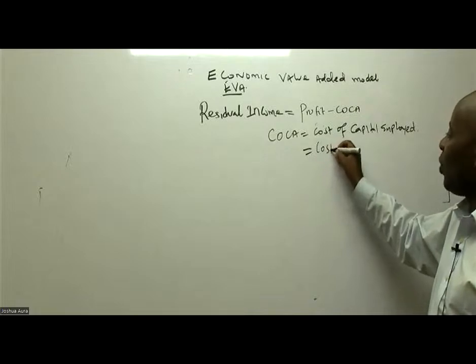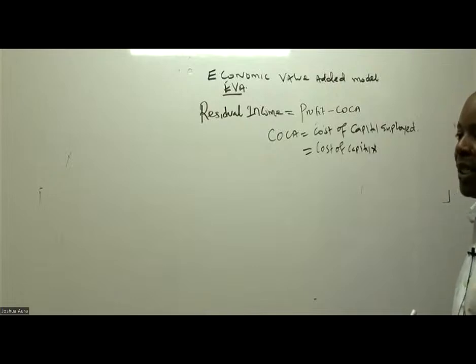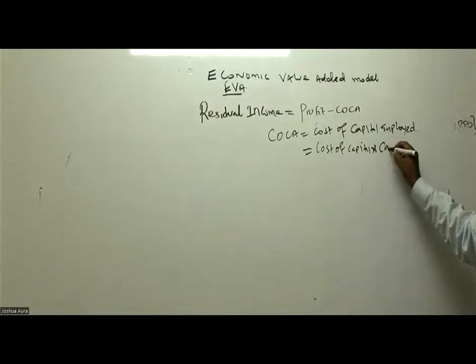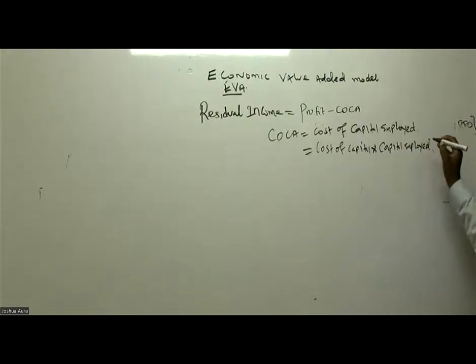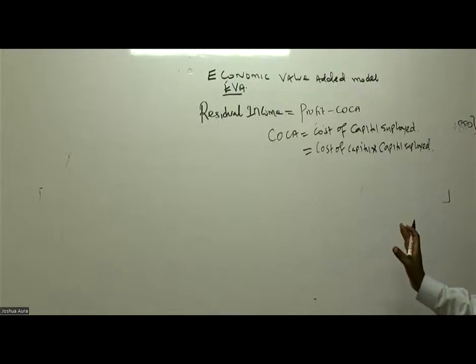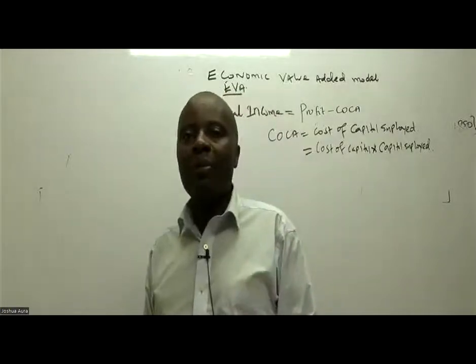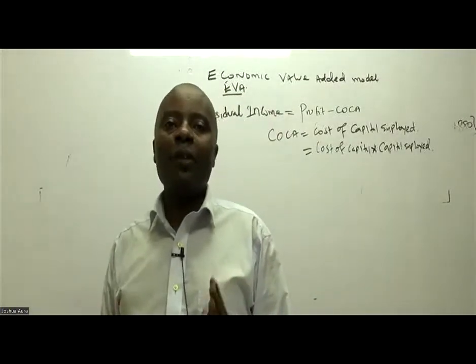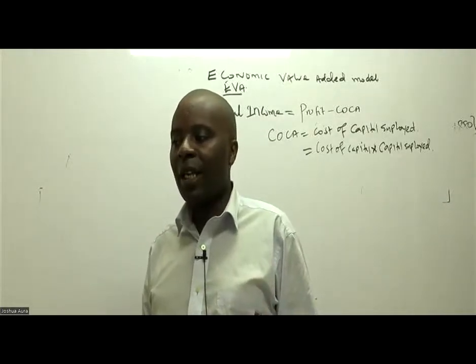At times, the examiner will give you the cost of capital times the capital that was employed. Capital employed at the beginning of the year, because we look at how much capital was employed at the beginning of the year. And this capital was able to deliver what result in form of profit, right? So it is cost of capital times capital employed.